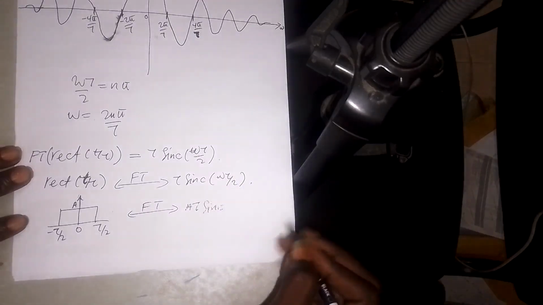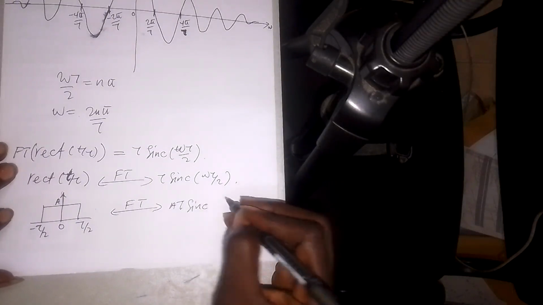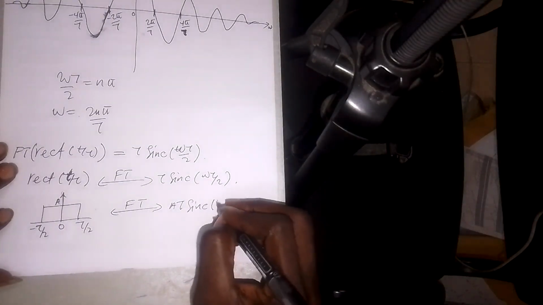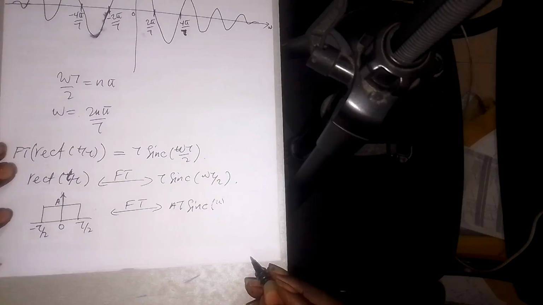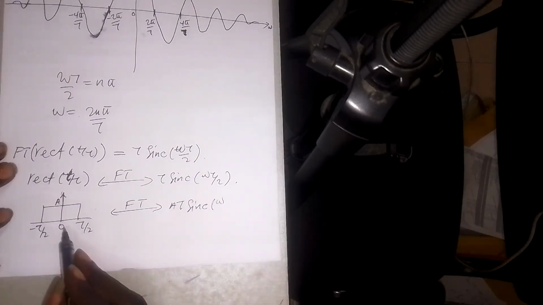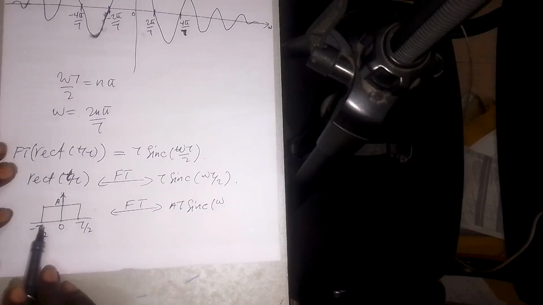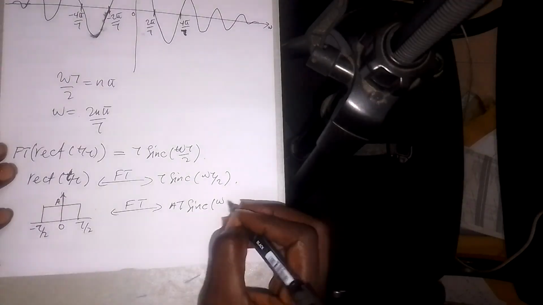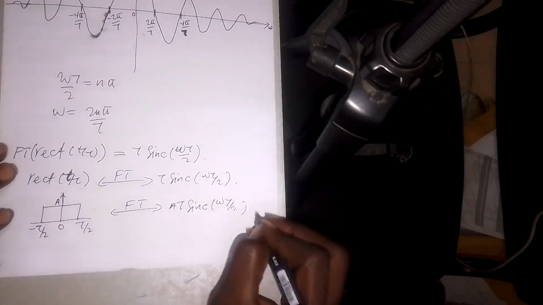sinc. The first thing you write with respect to the sinc is your omega, into half of the width. What is half of the width that we're talking about here? Half of this place is tau on 2. So basically that's how you can also solve it very simply.